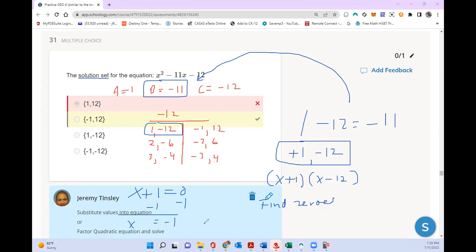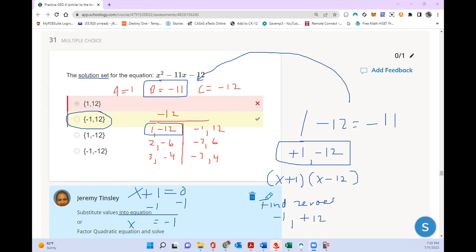What I'm showing you is the easy way. You just take the opposite. The opposite of plus 1 is what? Negative 1. The opposite of minus 12 is what? Positive 12. So your answer is negative 1 and 12, which is answer B. That's how you would do it manually.